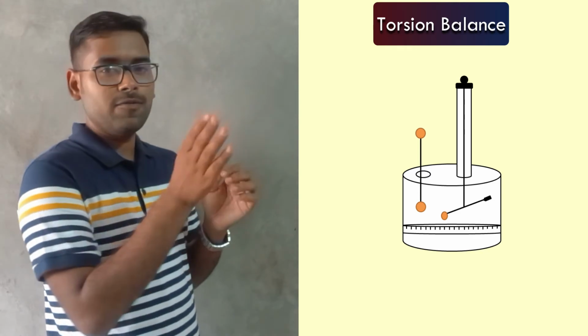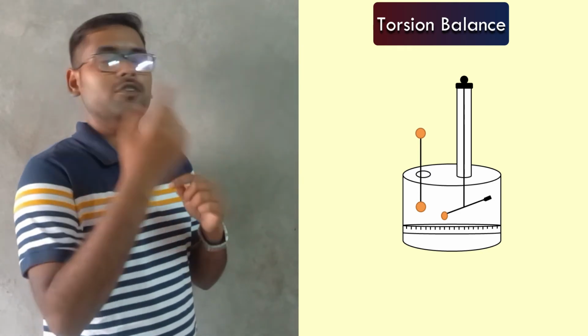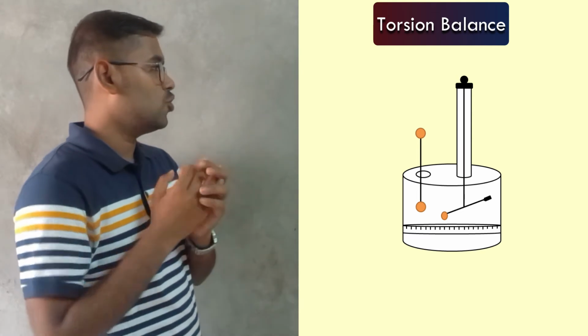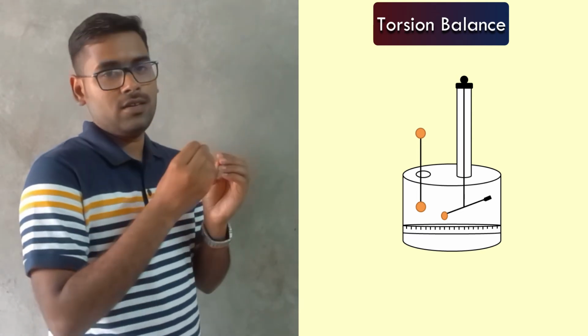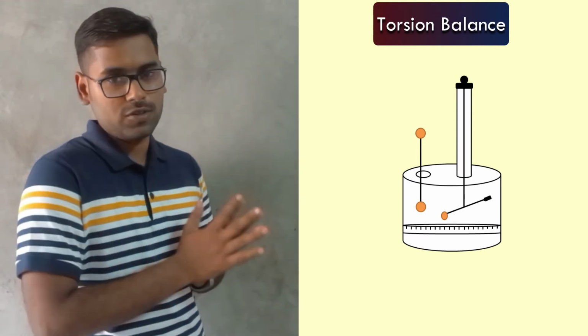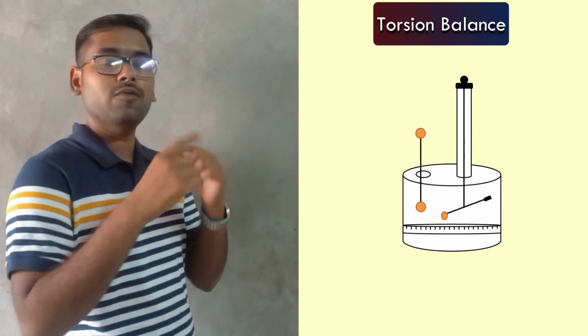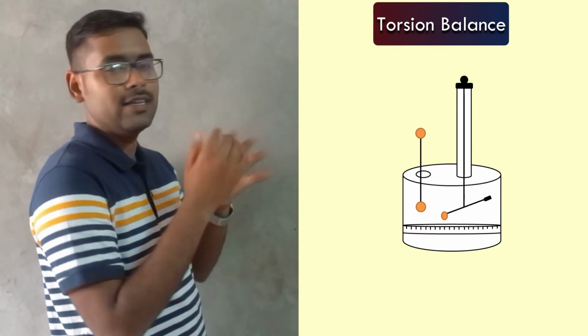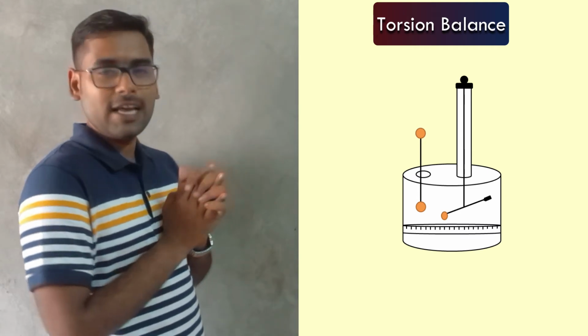So when it moved away from the other sphere, the torsion fiber got twisted, right? The thread got twisted inside the tube, and that twist was the measure of the amount of force. If force is more, then there will be more twist. So Coulomb measured the twist using the scale that is attached on the outer surface of the glass case.